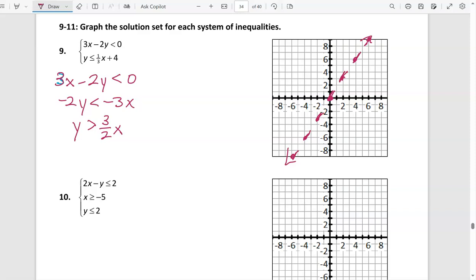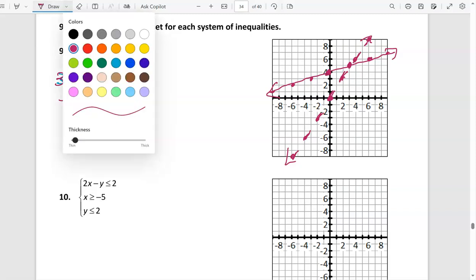And then our second inequality is already solved for y. Y is less than or equal to 1/3 x plus 4. That boundary line has a y-intercept of 4 and a slope of positive 1/3. So we're going to go right 3 and up 1. And that gets a solid line since the line is included in the solution.